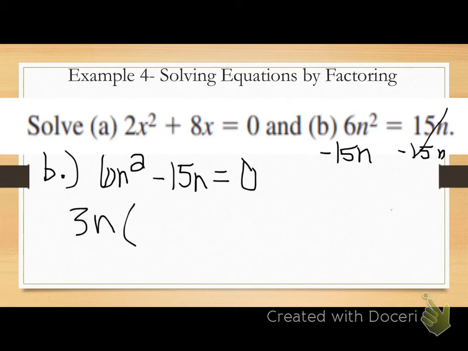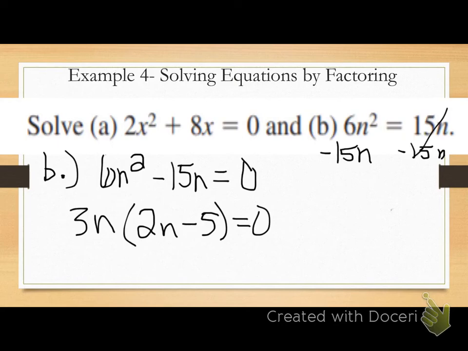3n times what would give me 6n squared? 2n. 3n times what would give me negative 15n? Negative 5. Is everyone okay with that? Have I factored this completely now? Yeah. I pulled out all the GCFs, right? Yep. So I factored it completely.